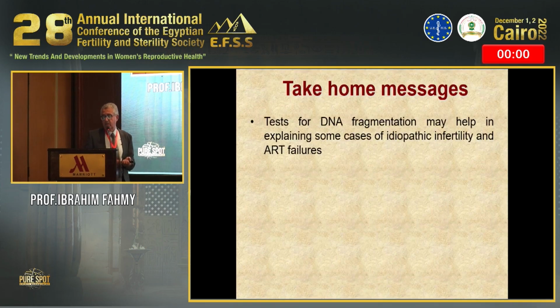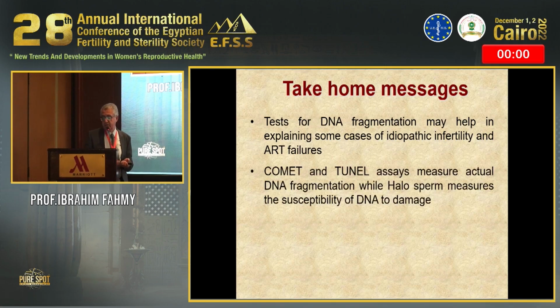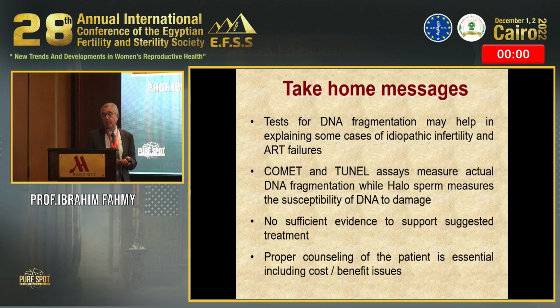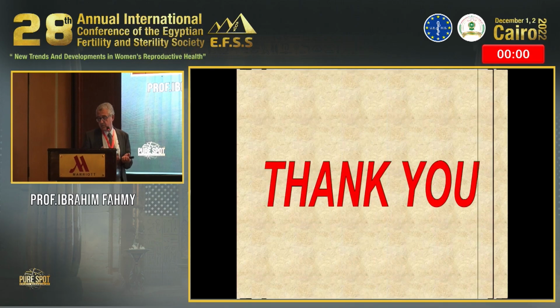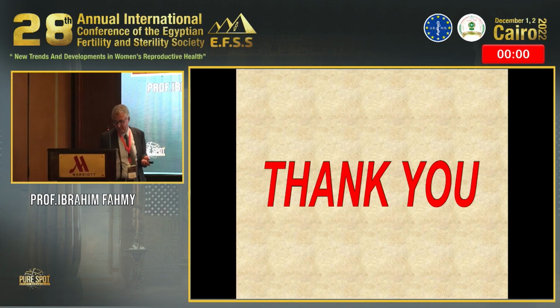Our take-home message: the tests for DNA fragmentation may help in explaining some cases of idiopathic infertility and ART failures. Comet and TUNEL assays measure actual DNA fragmentation, while Halosperm measures the susceptibility to DNA damage, and Comet and TUNEL are more reliable and more specific. There is no sufficient evidence to support any suggested treatment, so proper counseling of the patient is essential, including the cost-benefit issues. And thank you very much.